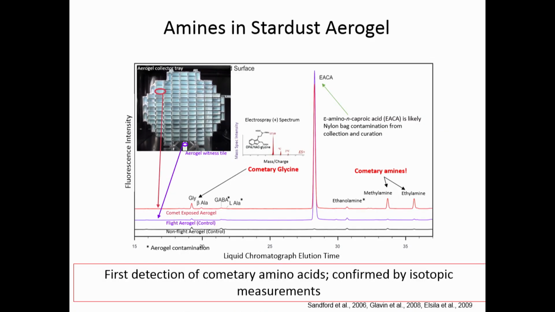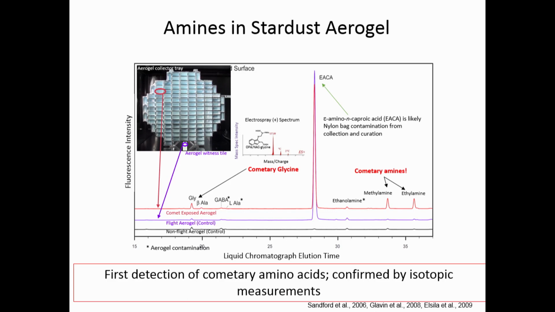And what we found, the red here is the comet-exposed aerogel versus some controls down here. And we were able to identify cometary amines in this material. We also saw 2 amino acids. The glycine here was present in higher abundances than the controls, and by doing isotopic measurements, we were able to show that there was not terrestrial glycine. So that was the first detection of a cometary amino acid.